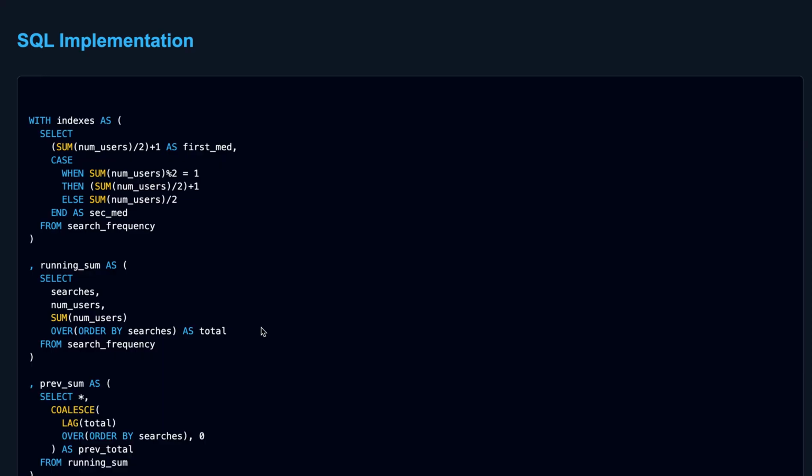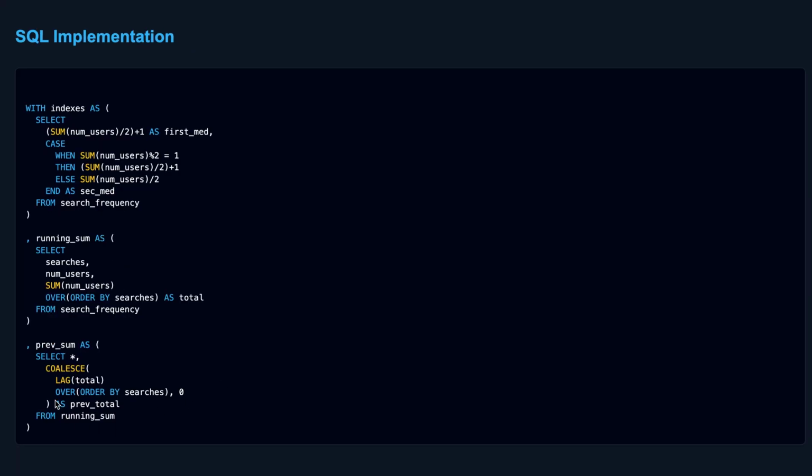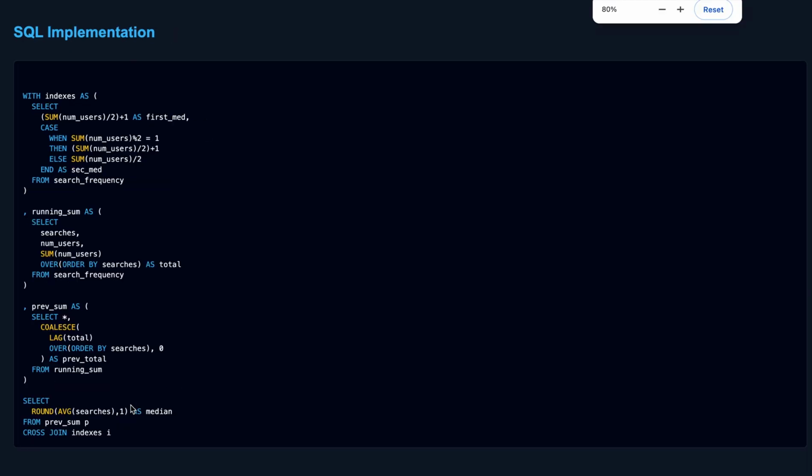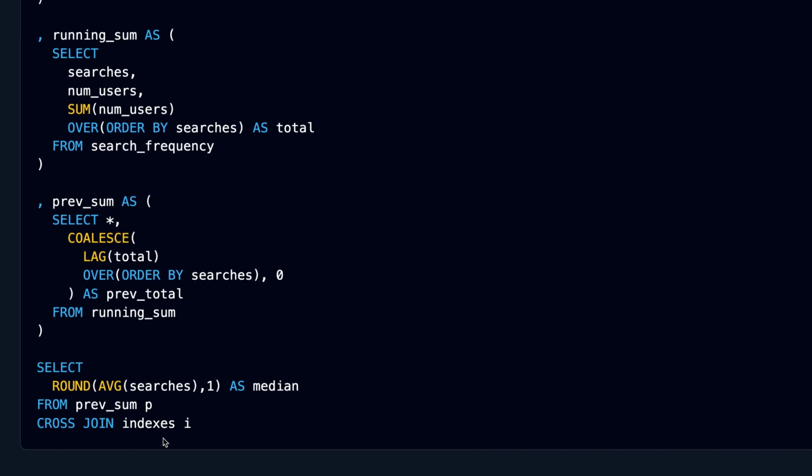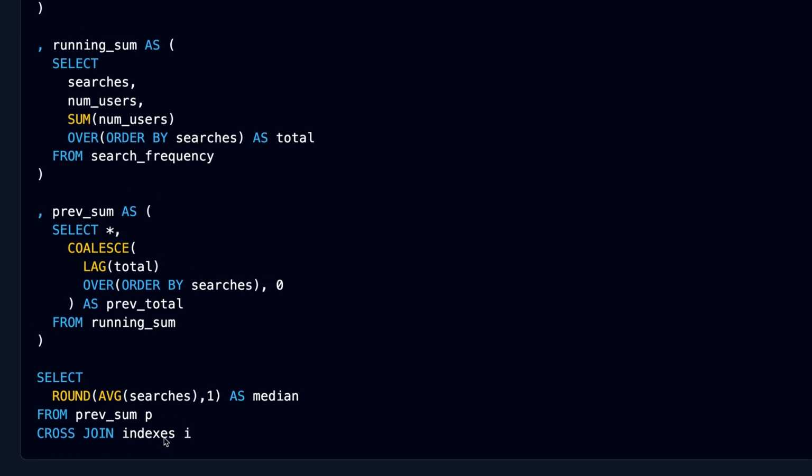Now we compute the previous total using lag. And why do we do this? Because we need ranges, which will be the total from the previous row and the total from the current row. Without this, we cannot identify the correct bucket where our median indexes lie. Now we simply cross join the indexes to bring the median positions into each row. So this will allow us to compare the bucket ranges with the median indexes that we have calculated.